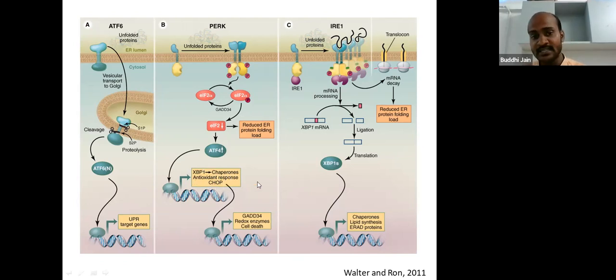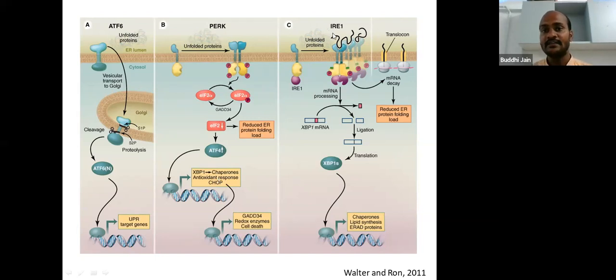And this CHOP protein, which leads the cells towards apoptosis, increases the expression of another protein, GADD34. This GADD34 dephosphorylates the EIF2 alpha protein. So this PERK signaling basically tries to restore the homeostasis, but if the stress persists and they are not able to overcome this stress condition, the same signaling also increases the expression of various genes which are involved in the apoptosis process.